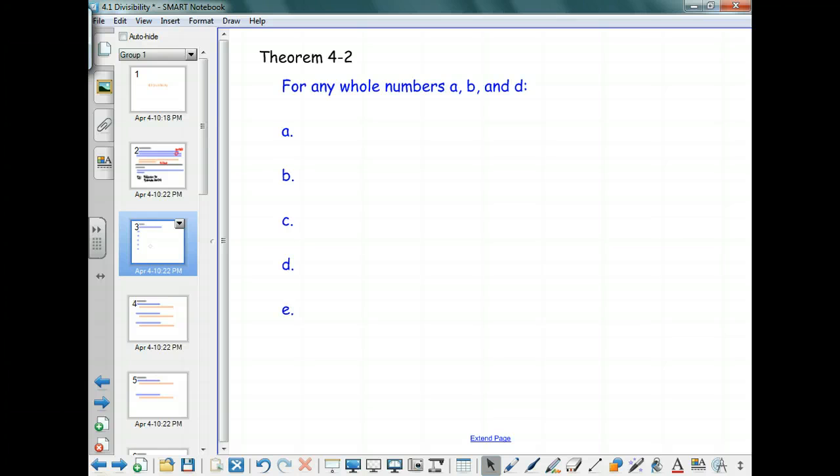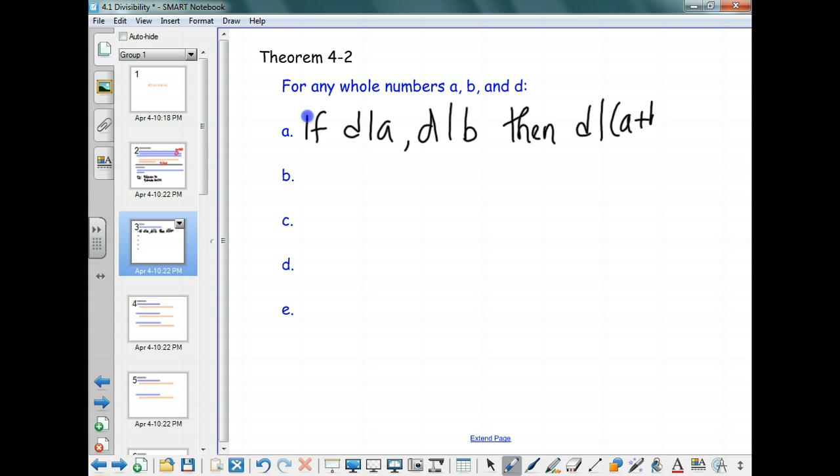Theorem 4.2 has multiple facts to it, so I'm going to write them all in. The first issue is that we're dealing with whole numbers A, B, and D. So here's the first one. If D divides A and D divides B, then D divides A plus B. So let's think of the numbers 4 and 20 again. If 4 divides 20 and 4 divides 8, then that means 4 divides 28. You just add the two values together. If it divides them individually, it divides their sum. That's what that one says.